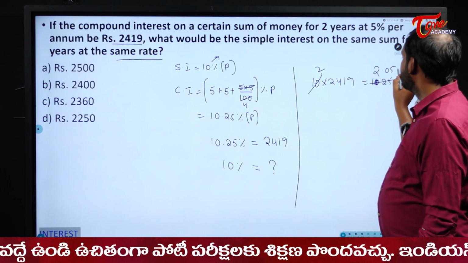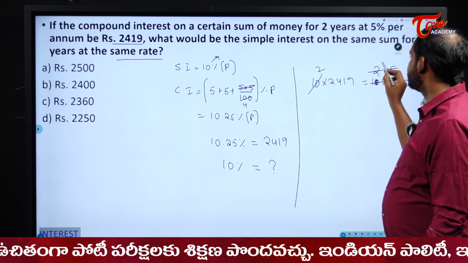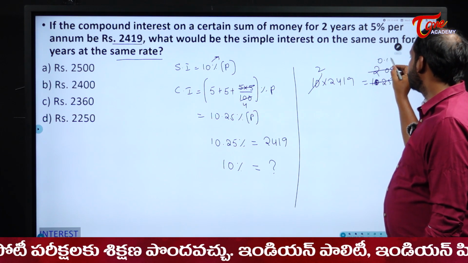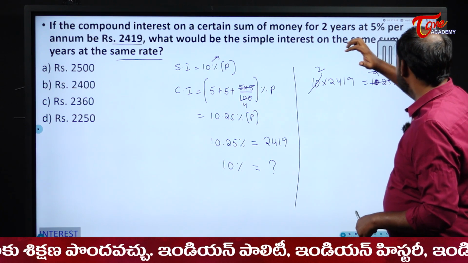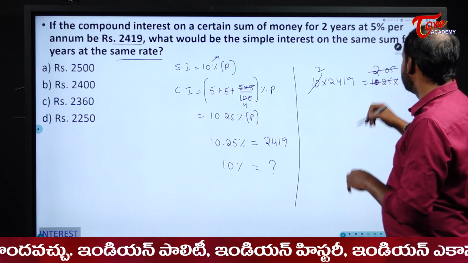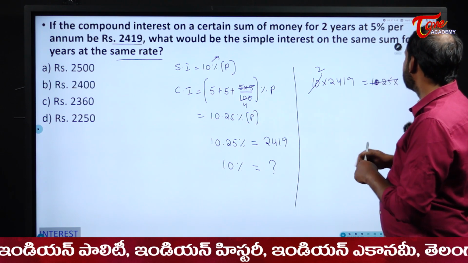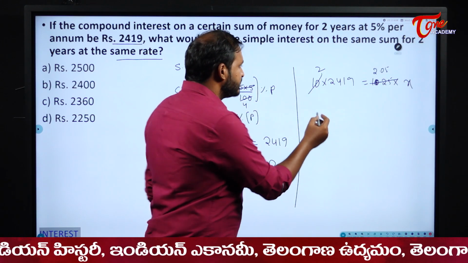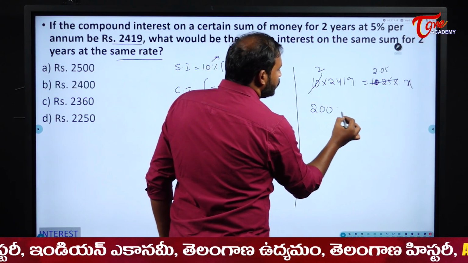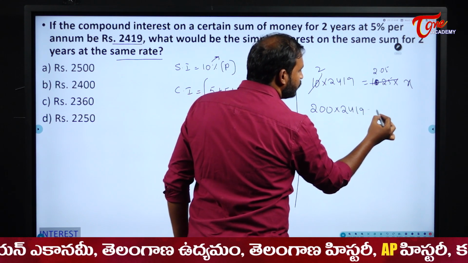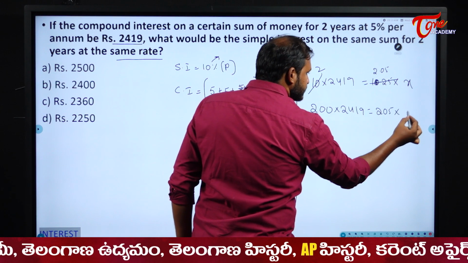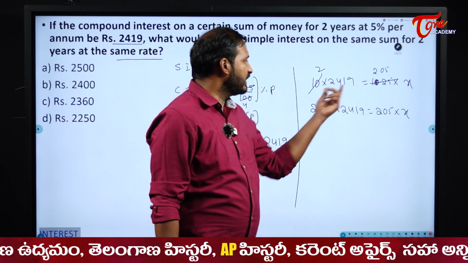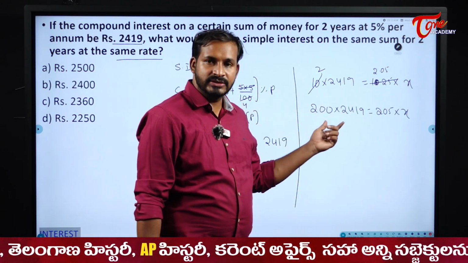In the 41 table, this will become 0.05. Or else, to avoid this confusion, what we do here is, what did I get here? 2.05, right? So can I write this as 200 into 2419 is equal to 205 into x. What I have done is I multiplied 100 to this one. So is it possible? Yes, it is possible.